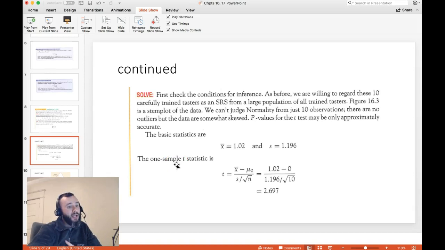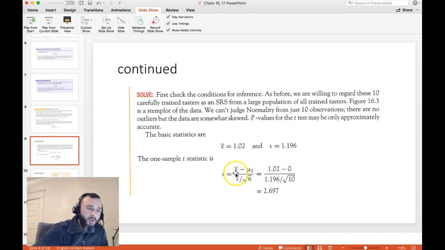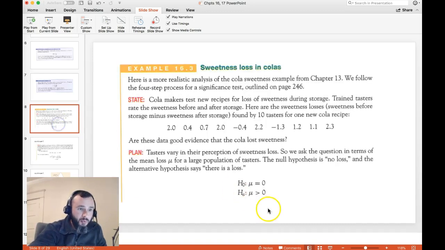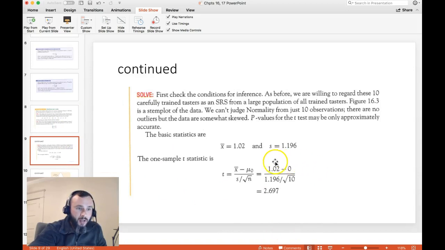And so we can test a one-sample t-statistic here. If we just plug in the x-bar, and of course the mu naught is 0, that would be the mu of H naught. And again, we just pulled that from right here. The mu of H naught is 0. So we just plug in 1.02 and 0, and then in the denominator s and 10 for n. And we run this through a calculator and we get a t-value of 2.697.